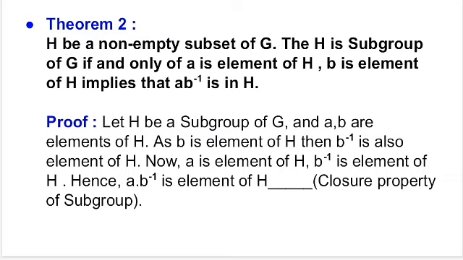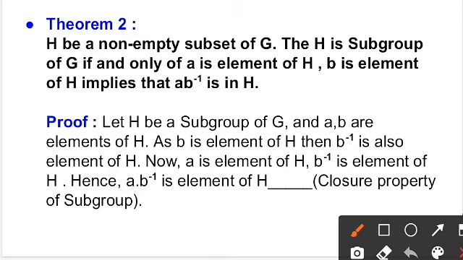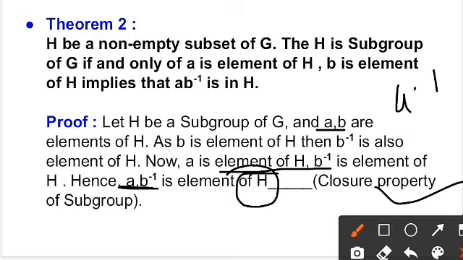We consider H as a subgroup of G and a, b are elements of H. As b is an element of H, b inverse is also an element of H. Also we can say that if a is an element of H, then a inverse should be an element of H, right? So now a is an element of H, b inverse is an element of H. Hence ab inverse is also an element of H. This is by the closure property of subgroups. We have proved the first part, that is the straight proof, and we have to prove the converse now.